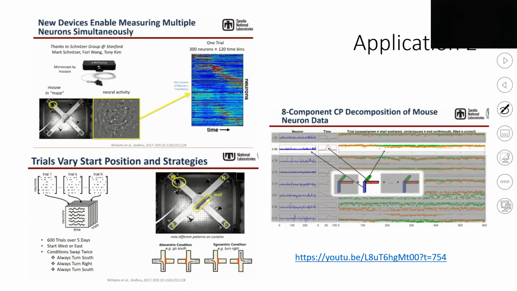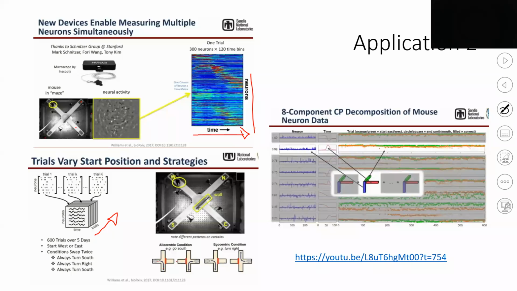And then they have different trials. So you see different trials that start from different positions or starting points, and multiple samples, and each sample has a time frame and neural activity. So this creates another high dimensionality data set.